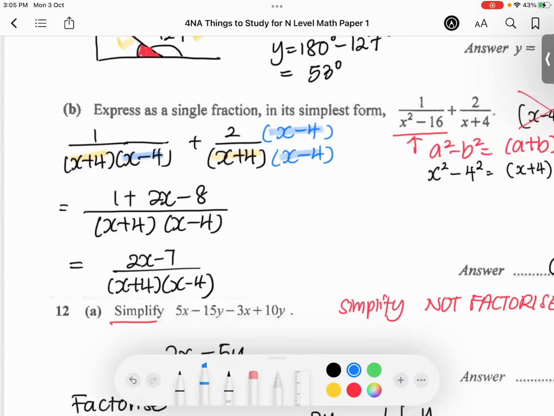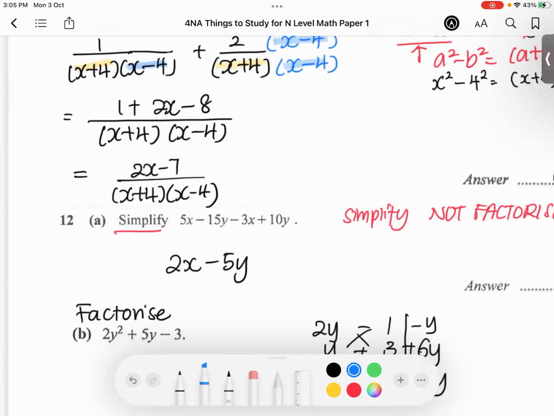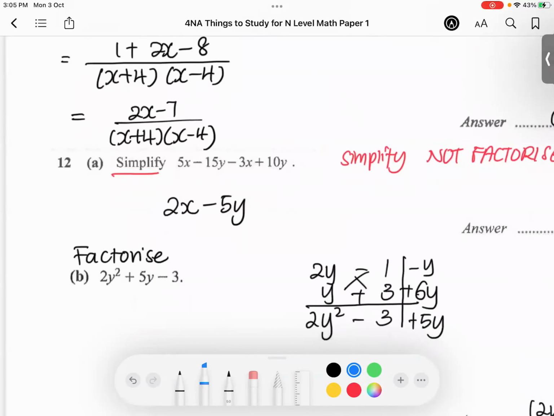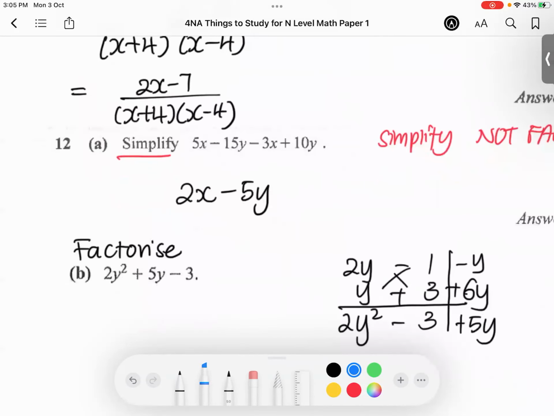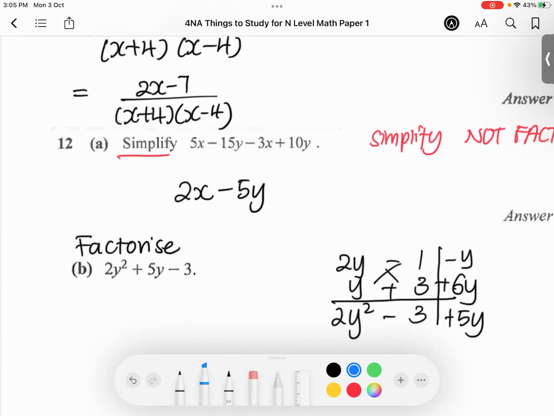This question, common mistake. A lot of students thought this question is factorization by grouping. Now read the keyword. The words simplify and factorize are very different things. Simplify means just add the numbers together. If it's factorization by grouping, then you need to do the two groups. When you realize this one got nothing to group, this one is just a very straightforward answer.